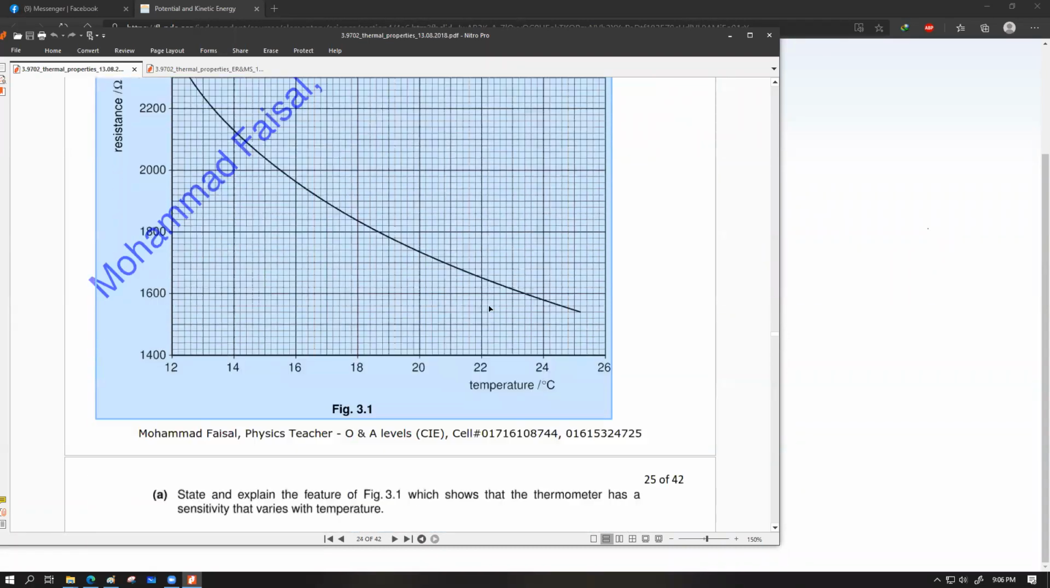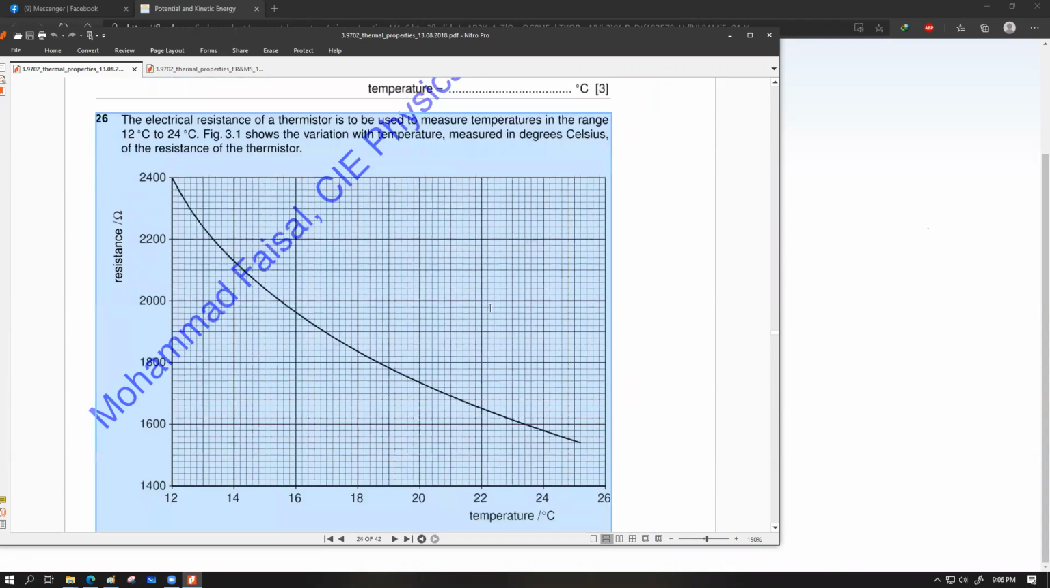Question 26. The electrical resistance of a thermistor is used to measure temperature in the range of 12 degrees Celsius to 24 degrees Celsius. Figure 3.1 shows the variation with temperature, measured in degrees Celsius, of the resistance of the thermistor.